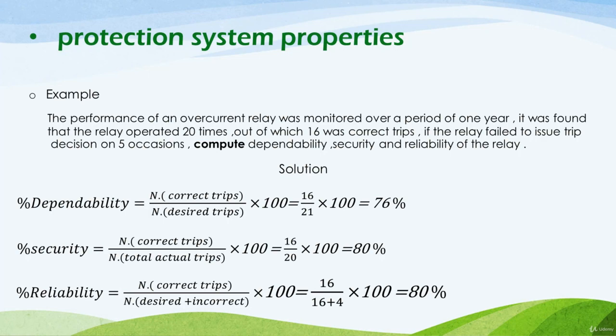So in this way, we managed to determine the performance of that overcurrent relay for its first 3 parameters: the dependability, the reliability, and the security. And from those results, we can conclude that when the number of correct trips increases, we say that the device is a dependable one, while when the total number of trips decreases, we say that the device is a secure one, as it trips the circuit a smaller number of times, so it's a secure one in general.